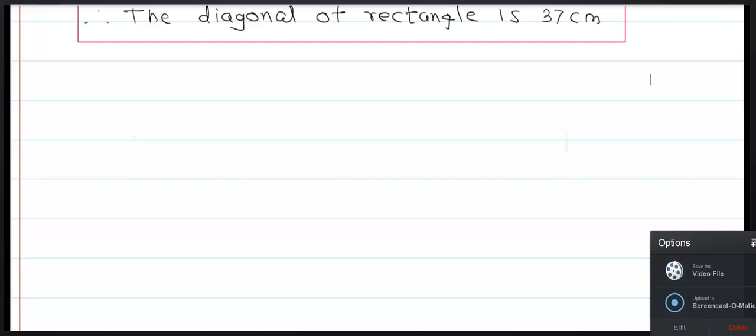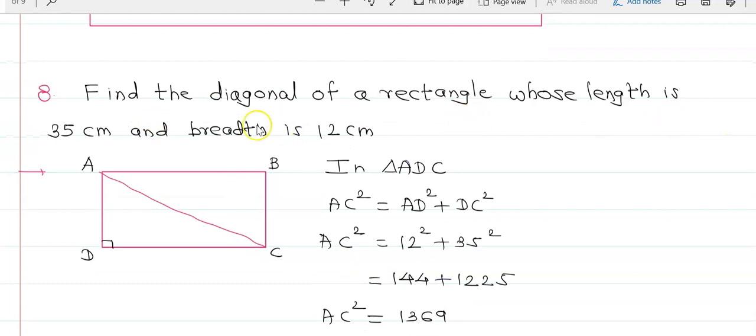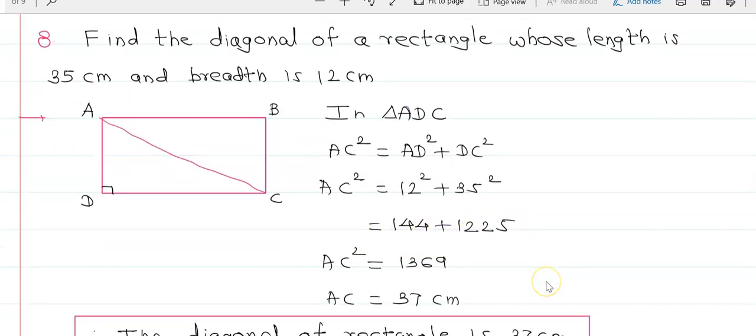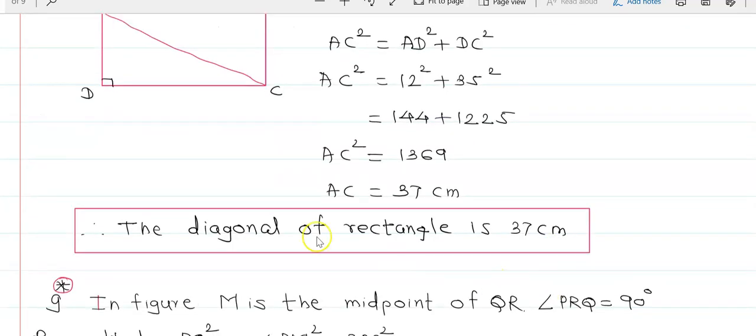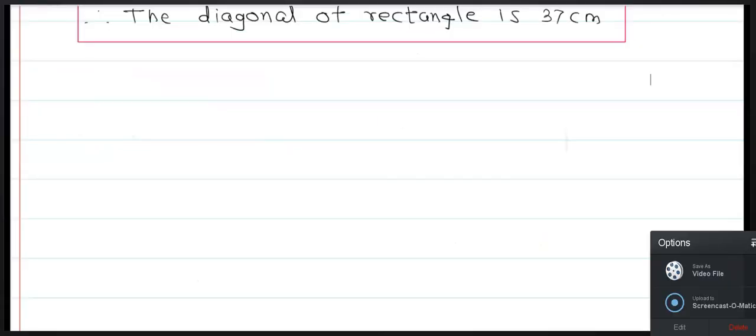Now, let's see this again here. Find the diagonal of the rectangle whose length is 35 centimeter and breadth is 12 centimeter. This is the rectangle ABCD, in triangle ADC, AC square is equals to AD square plus DC square. AC square is equals to 12 square plus 35 square, 144 plus 1225. Therefore, AC square is equals to 1369. AC is 37. Therefore, the diagonal of rectangle is 37 centimeter. It's a very simple question. Now we'll see the next question.